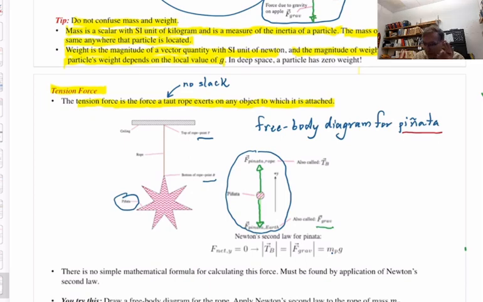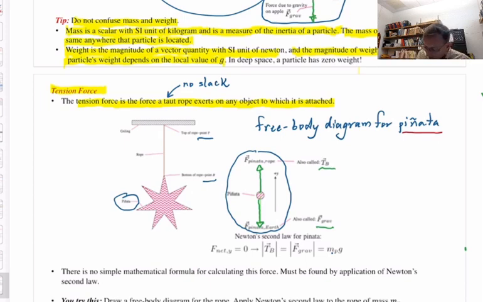And to be even more careful, it's the tension at point B in the rope. So I'm going to denote that force with the notation I just underlined: capital T for tension, subscript B. It's the tension at point B in the rope. I've also included my plus y axis upward. And that's my complete free body diagram for the piñata.